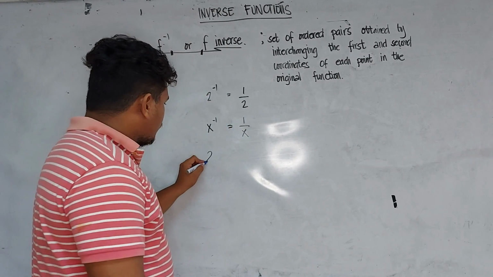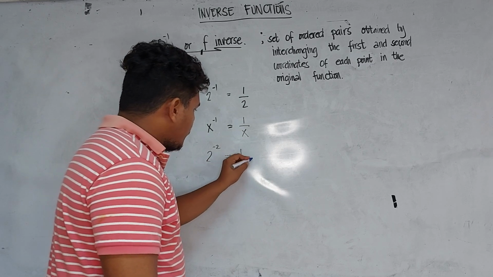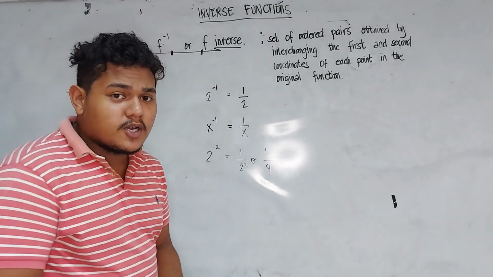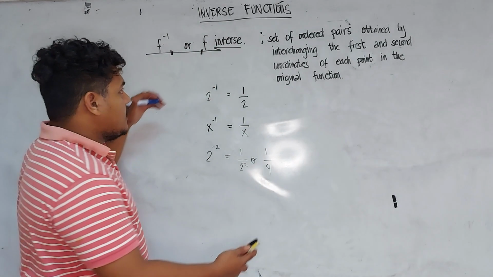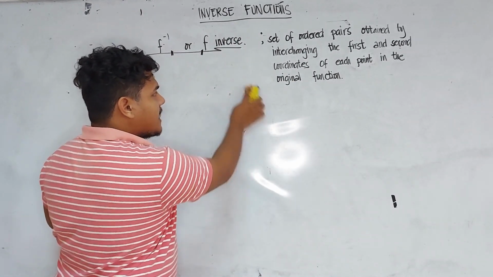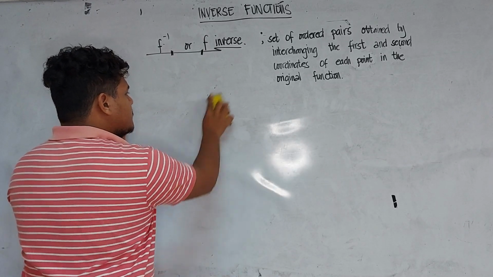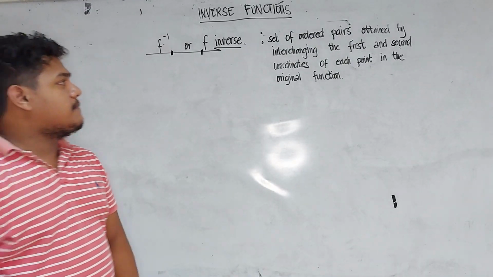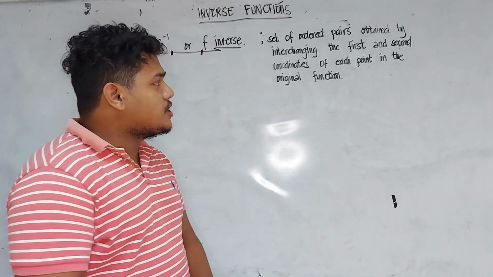That's the reason why if you have 2 to the power of negative 2, that becomes 1 over 2 squared, or what is 2 squared? 1 over 4. But in the inverse of a function, it doesn't work that way. An inverse of a function, by definition, is a set of ordered pairs obtained by interchanging the first and second coordinates of each point in the original function. What does that mean? An inverse of a function, again, is a set of ordered pairs obtained by interchanging the first and the second coordinates of each point in the original function.